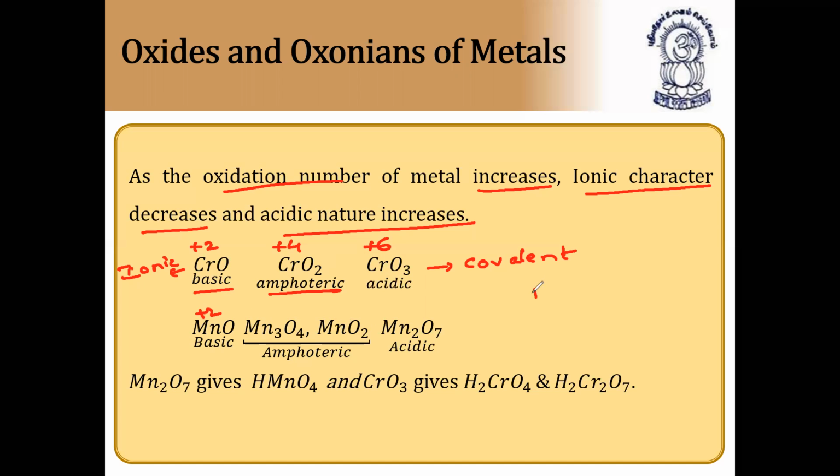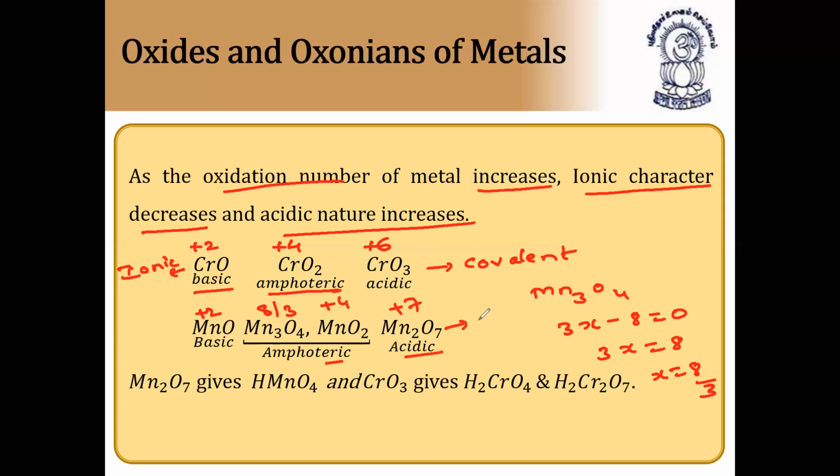If you take Mn3O4 and calculate the oxidation state, you can easily get it. 3x minus 8 is equal to 0, which implies 3x is equal to 8, so x is equal to 8 by 3. It is greater than 2 but less than 3. So the oxidation state of manganese here is 8 by 3, here it is +4, and here it is +7. As the oxidation state of manganese increases, the nature changes from amphoteric to acidic.